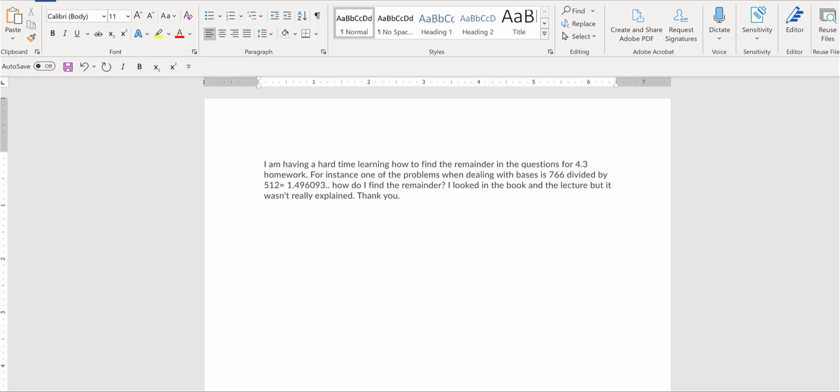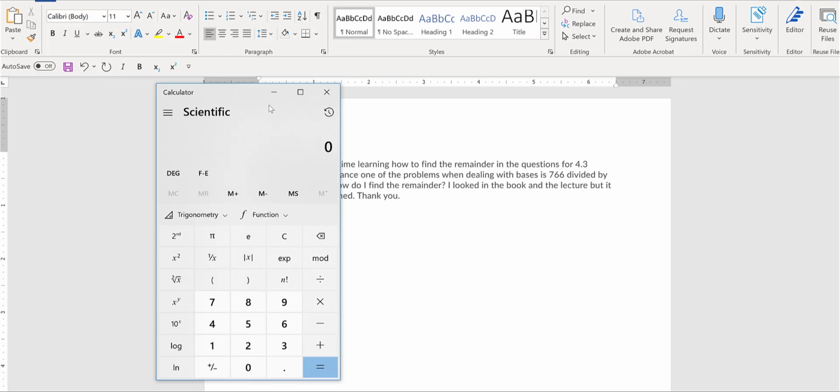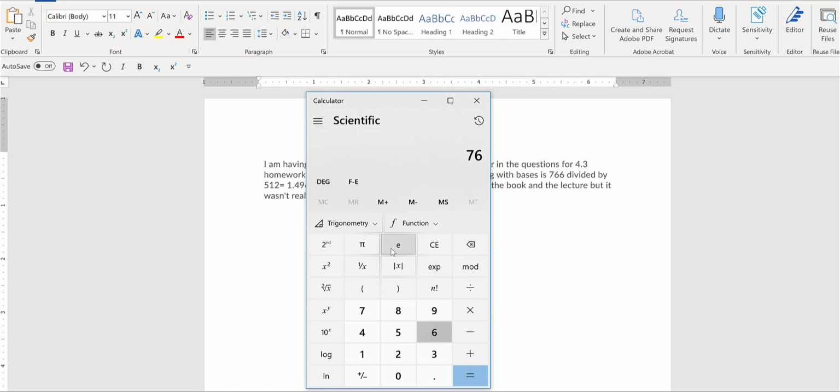So I'm going to pull up my calculator on my computer, and I'm going to take 766 and divide by 512. And I see that it goes in one time. The integer part is 1, and then I've got a decimal portion here. So what I'm going to do to find the remainder, again, remember that 1 because you're going to need that as you're working the problem. What I'm going to do is subtract the 1 from the number, and then multiply by the number that I was dividing by, which in this case was 512. And so our remainder is 254.